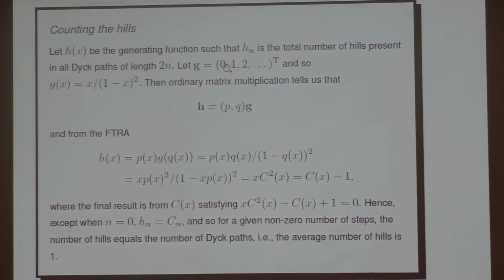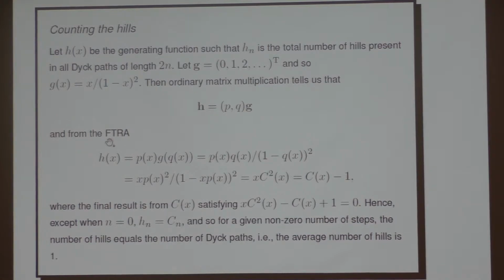So g is just the counting numbers. So we've got 0 hills, 1 hill, 2 hills. This is a matrix where, remember, the nth row gives us the number of dig paths with each possible value of k, each possible number of hills. So when we multiply a row by this column vector, we'll end up with the total number of hills for a particular value of n, which is precisely what we want. Okay, so this is h_n.